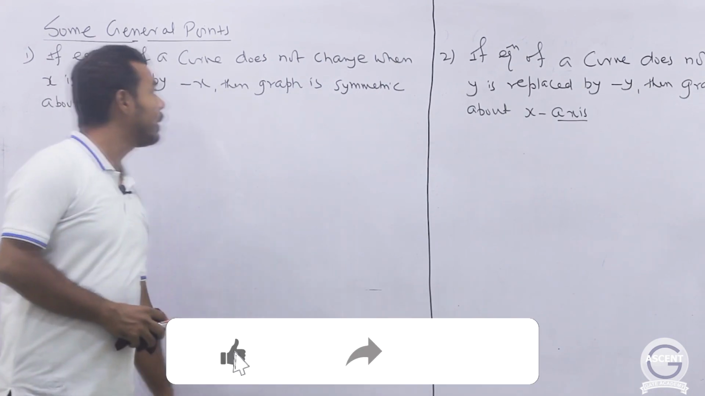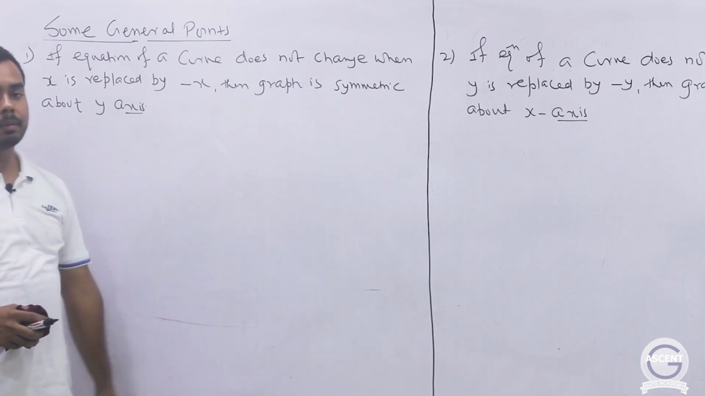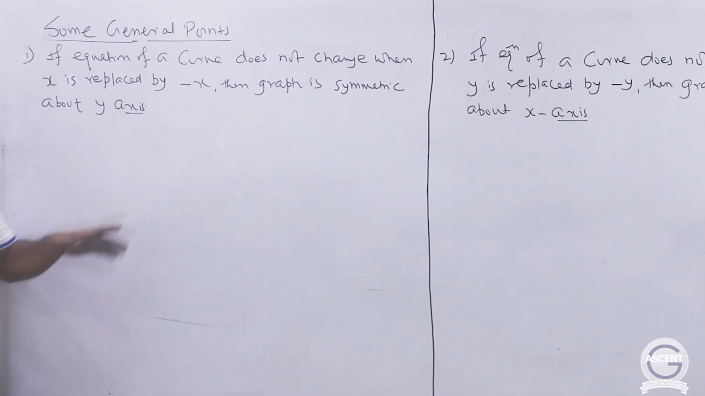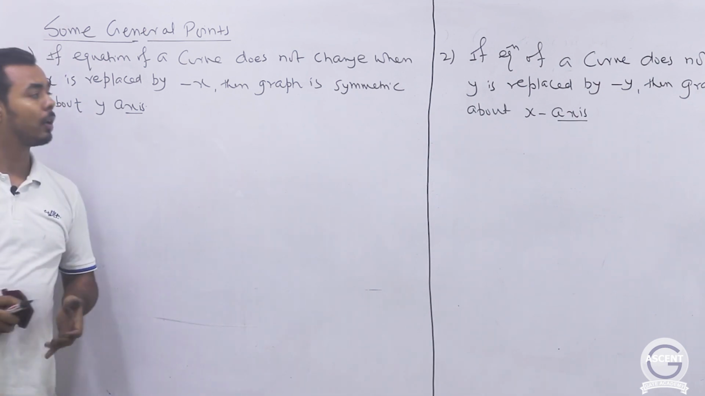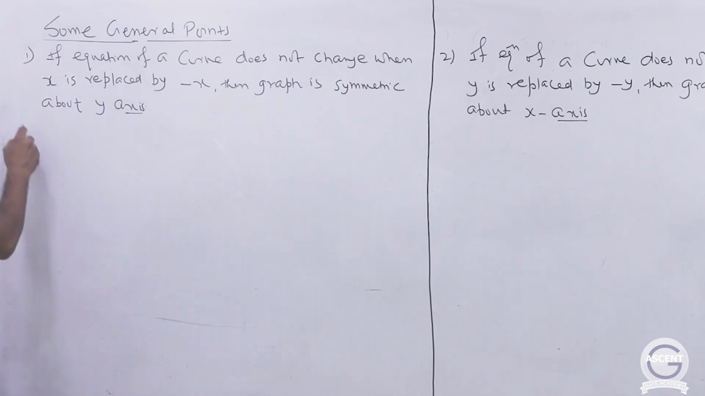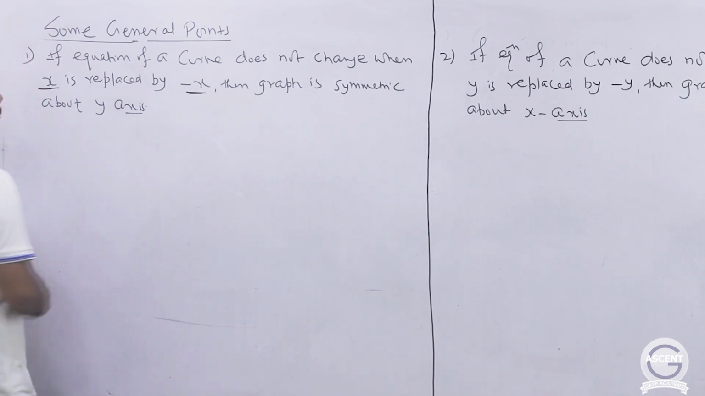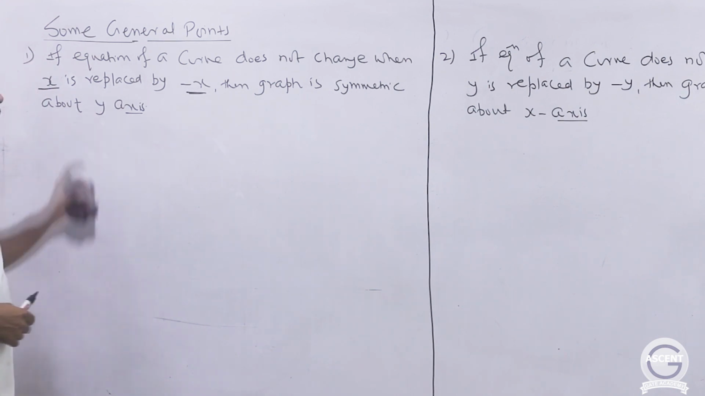Okay, so now we have to learn some of the basic points or some general points related with a graph. These points will be applicable for drawing graph of any function. So the first point that you need to know is, if the equation of a curve does not change when x is replaced by minus x, then the graph of that function will always be symmetric about y-axis.